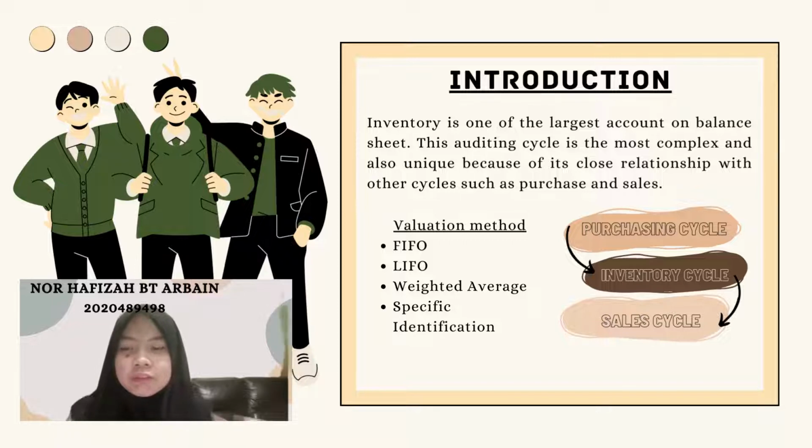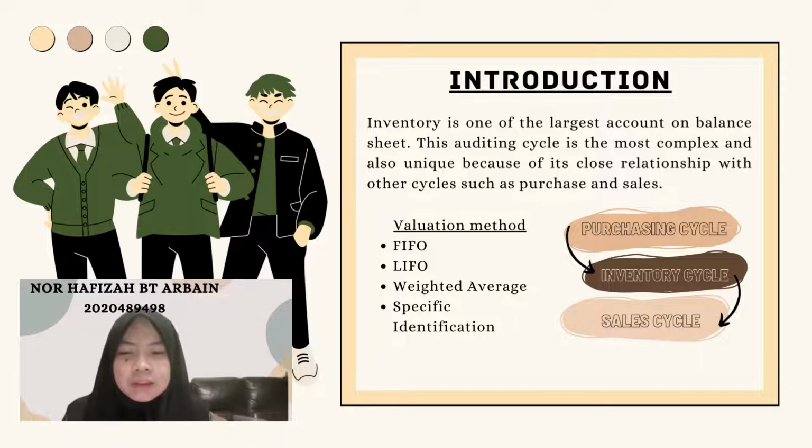There are several valuation methods used to calculate the total value of inventory owned by a company at any particular time. First is the FIFO method, first in, first out. Second is the LIFO method, last in, first out. Third is the weighted average cost method. And fourth is the specific identification method.